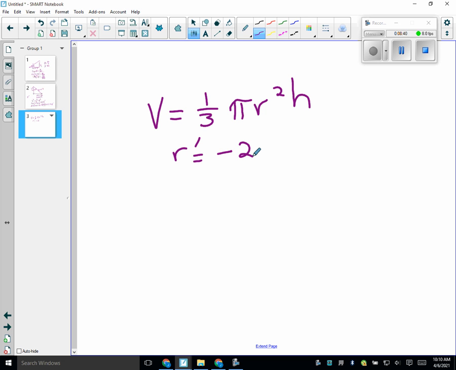I think that's what we have, right? H prime is 4. So can I take the derivative of that? Because what I want to find is something about V prime. Is that a product?